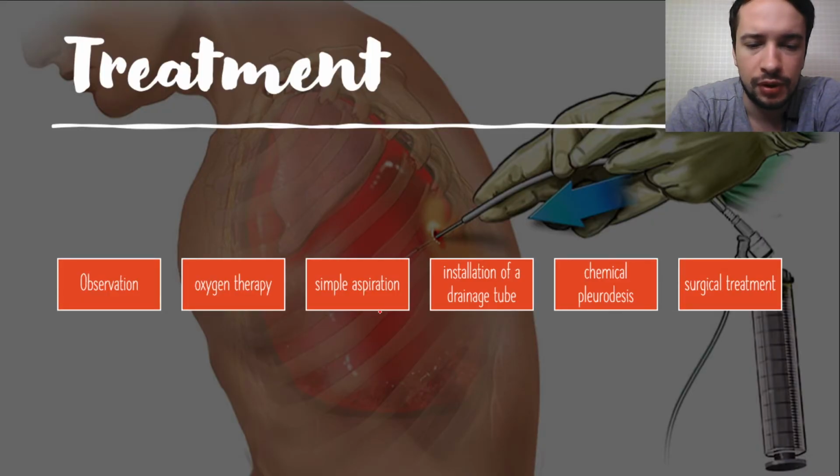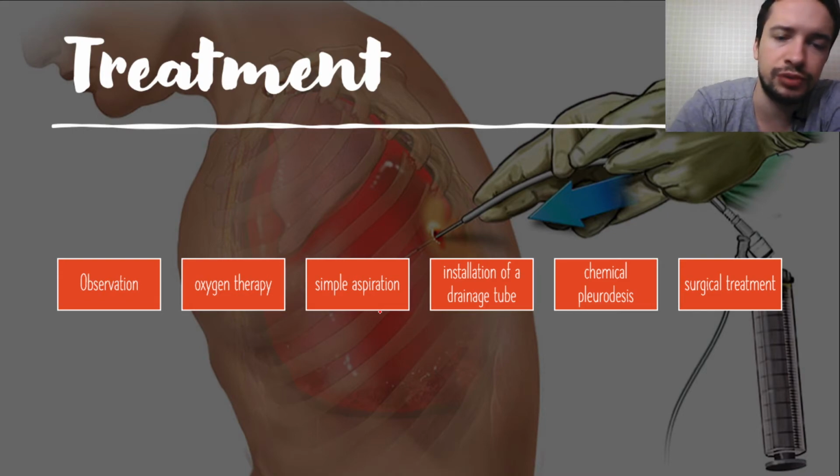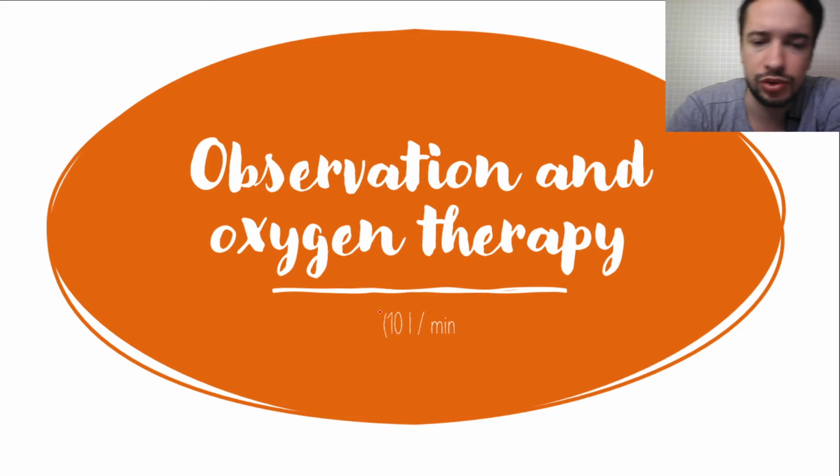Treatment. First of all, we need to observe and do oxygen therapy. We can do a simple aspiration, installation of a drainage tube, chemical pleurodesis, and surgical treatment. Observation and oxygen therapy.